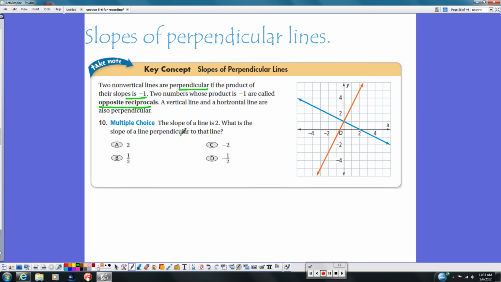It says the slope of a line is 2. What would be the slope of a line perpendicular to that line? Well, I need it to be opposite of 2.